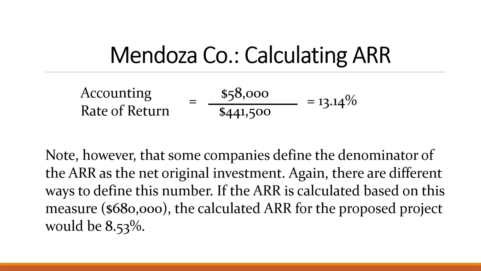However, some companies define the denominator of the ARR as the net original investment instead of the average investment. There are different ways to calculate this. If the accounting rate of return is calculated based on the denominator being the entire original investment, then the ARR would have been 8.53 versus the 13.14.